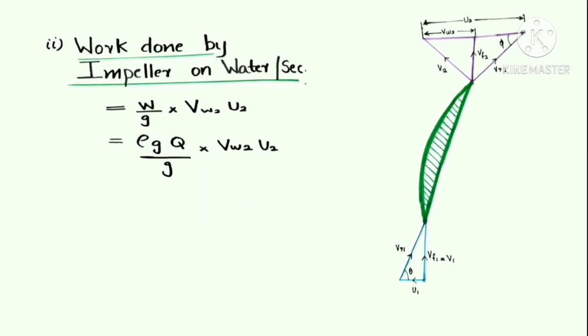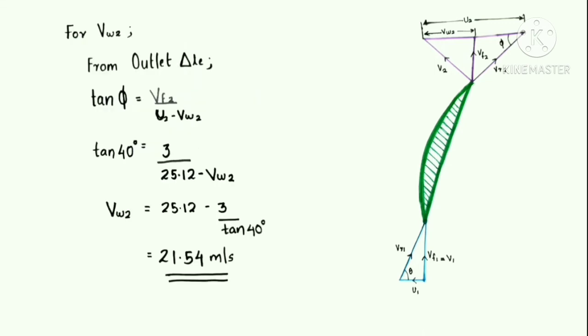Next question is work done by impeller on water per second. We already know the equation. Work done by impeller on water per second is equal to W by g into Vw2 into U2, that is rho g Q by g into Vw2 U2. Here in this equation, we know the value of rho, g, Q and U2. But we don't know the value of Vw2. So first we can find the value of Vw2.